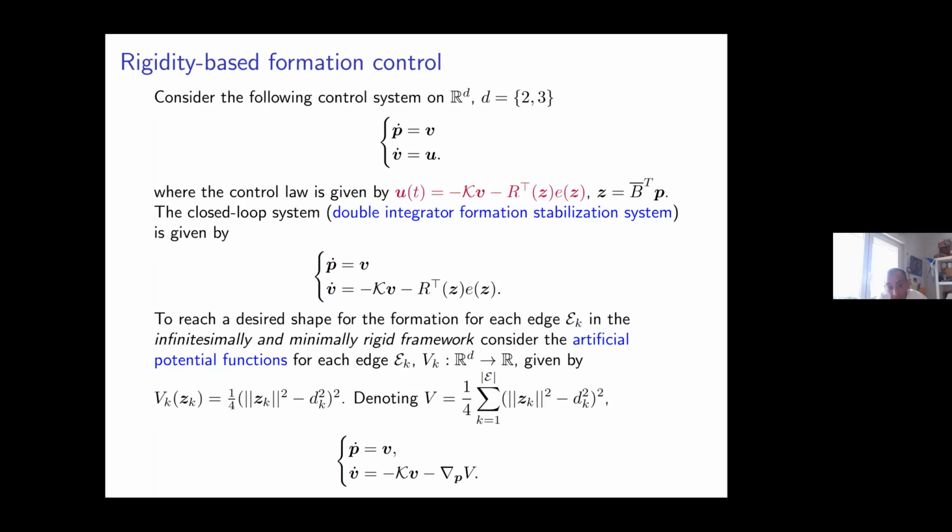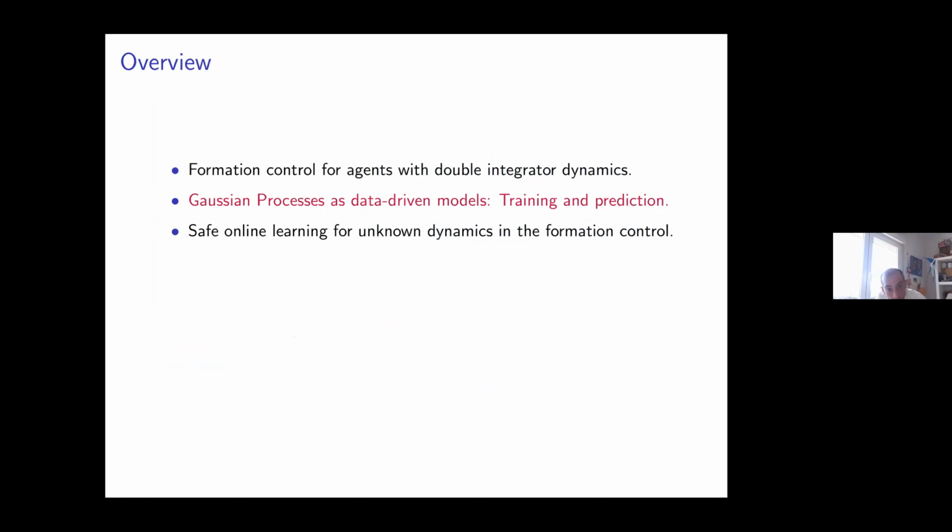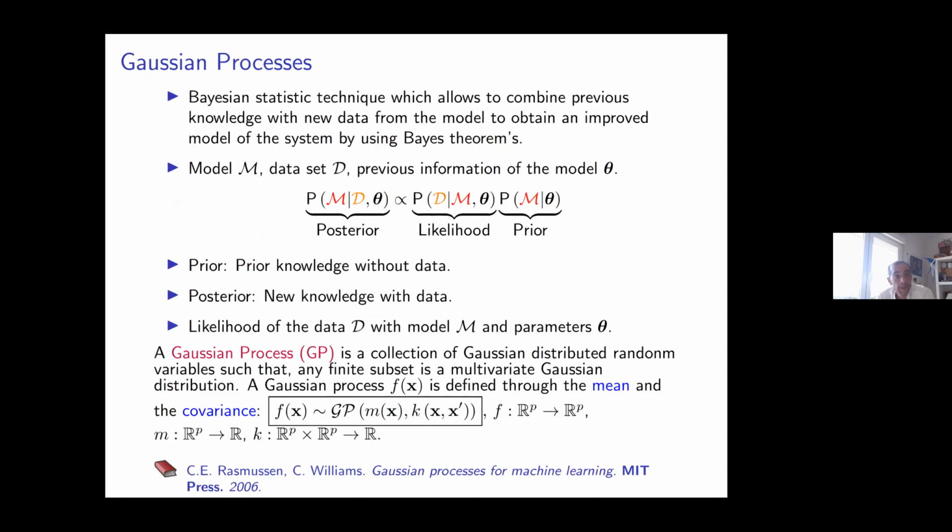And to learn that unknown dynamics that we wish to learn, we will use Gaussian processes as a data-driven model for the training and prediction of the system. Basically, well, I'm not a statistics person. I'm someone from geometry, so I will try to make my life easy and run through this part a little bit. But Gaussian processes are a technique from Bayesian statistics that allows us to combine previous knowledge with new data from the model to obtain a better model of the system by using Bayes' theorem.